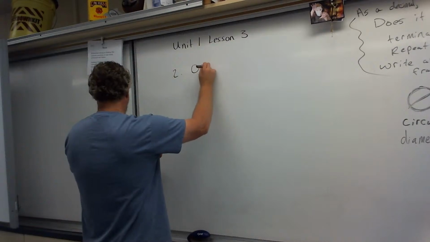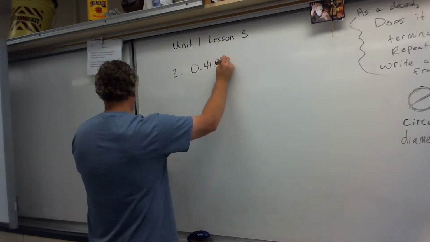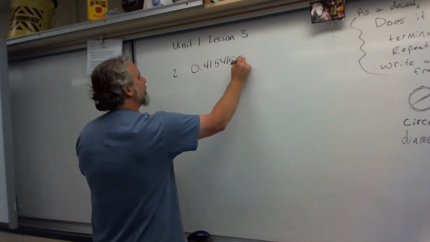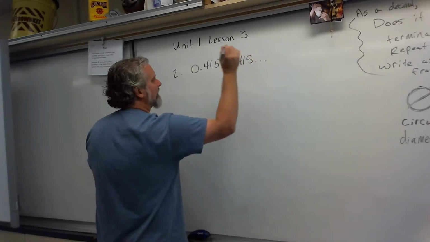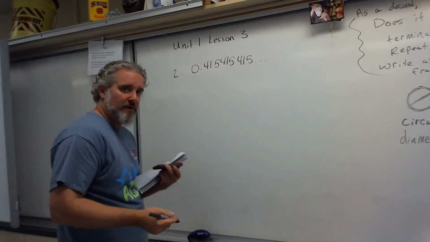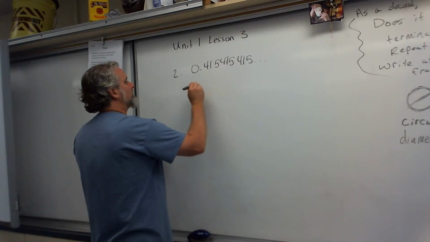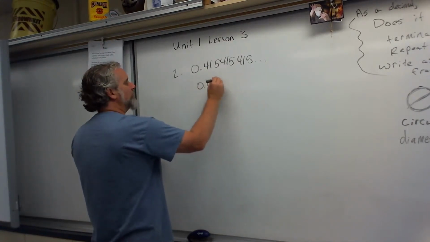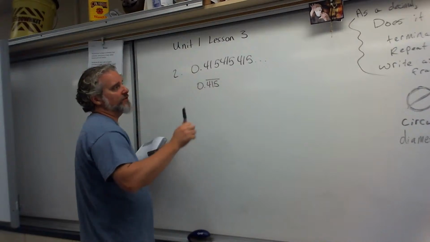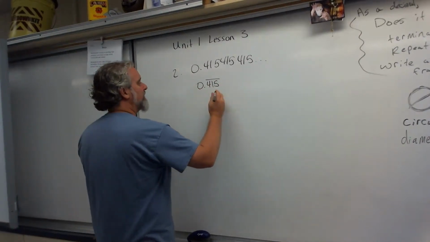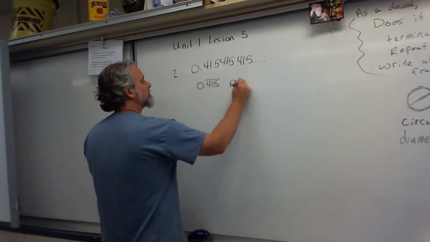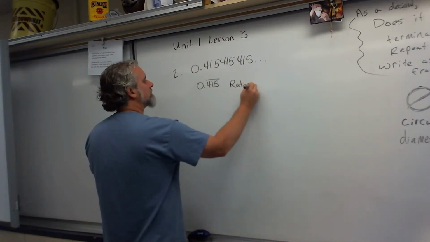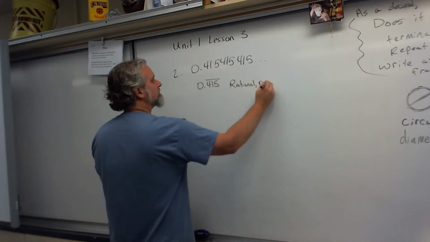We have 0.415415415. Obviously, we have a pattern here, 3 digits long. 0.415, all of which repeating, means as a decimal, it repeats, so rational. Repeating.